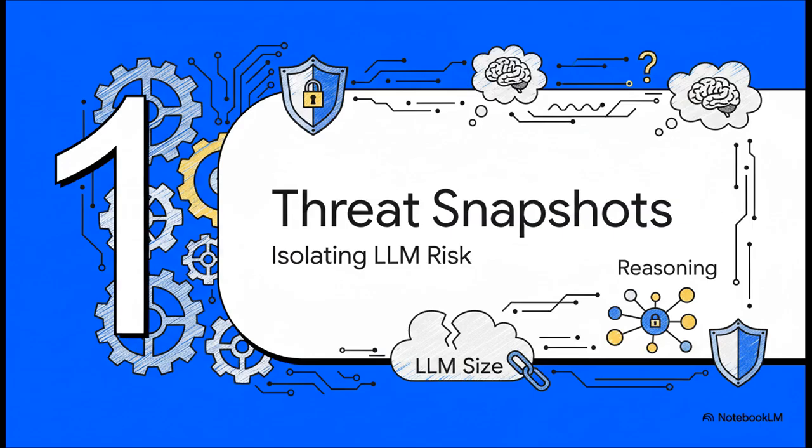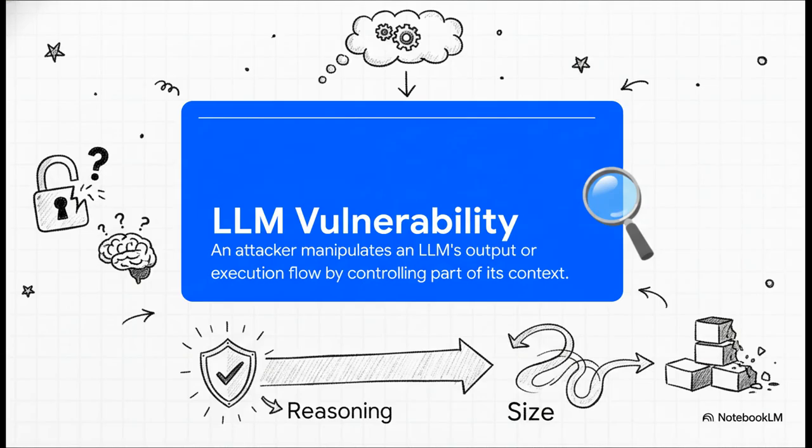How does it work? It starts with a formal definition. An LLM vulnerability exists when an attacker with partial control over the context can manipulate the model's output or alter the agent's execution. The paper describes these as insecure features, not as traditional software bugs.